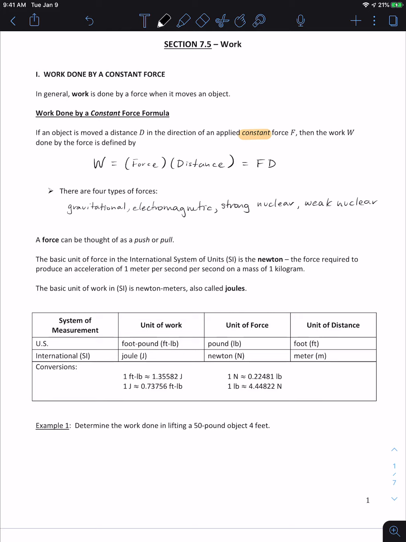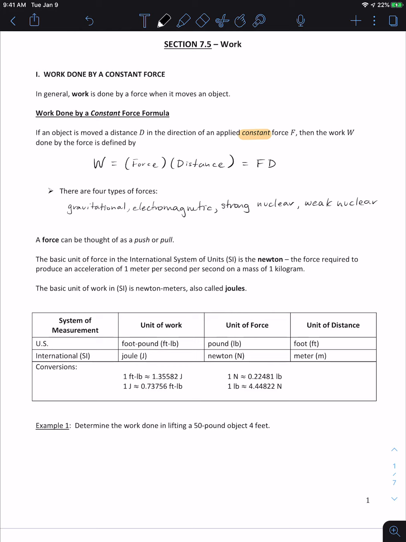The basic unit for force in the International System of Units, or SI units, is the Newton, right? And that's the force required to produce an acceleration of 1 meter per second squared on a mass of 1 kilogram. So that's explicitly what it means to be a Newton, but in general, that's just our unit here. And that's our SI unit. The basic unit of work in SI, so I'm sorry, that was force, is newtons, and now work, basic unit, is called Newton meters or joules.